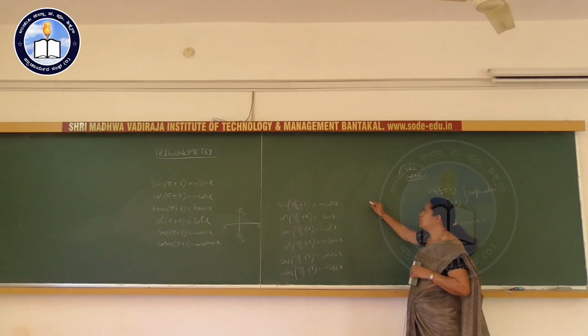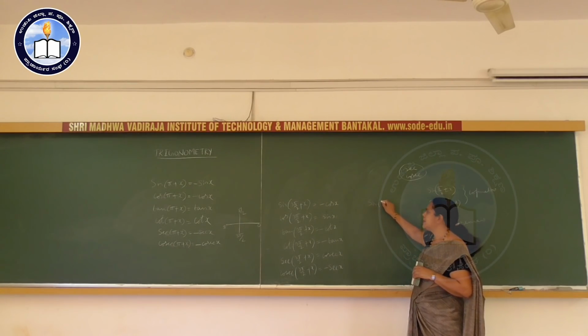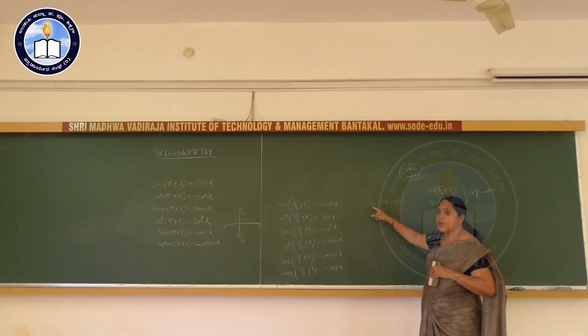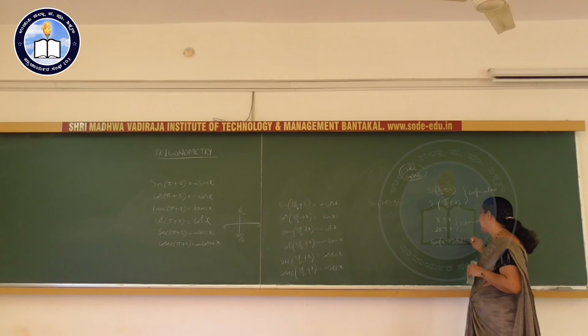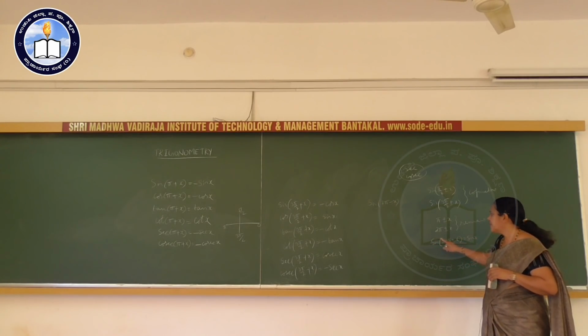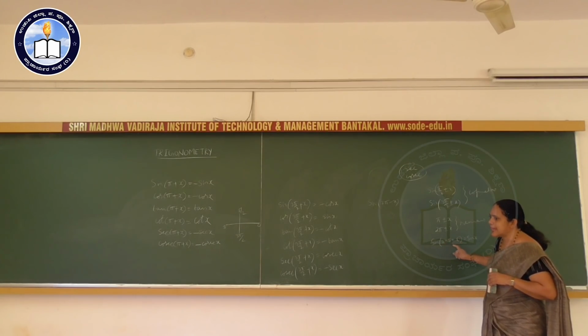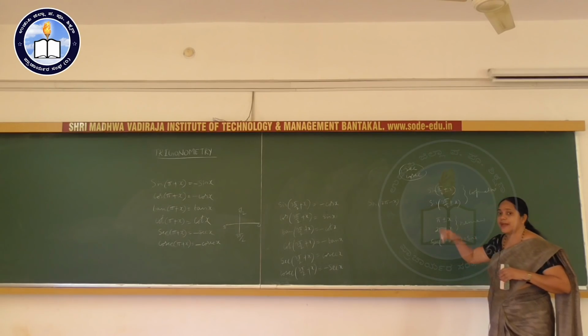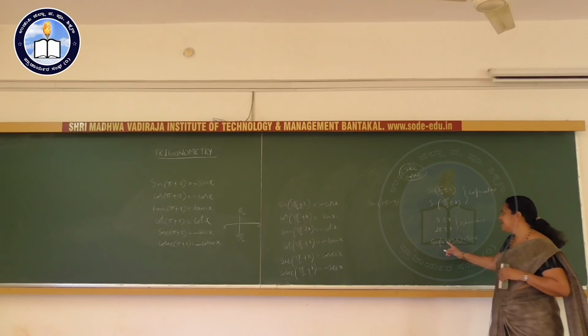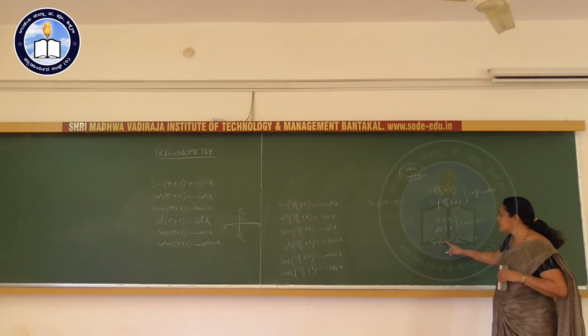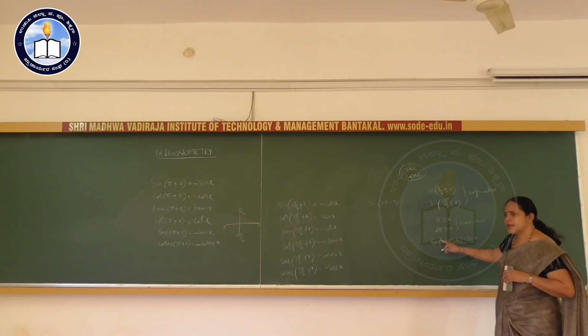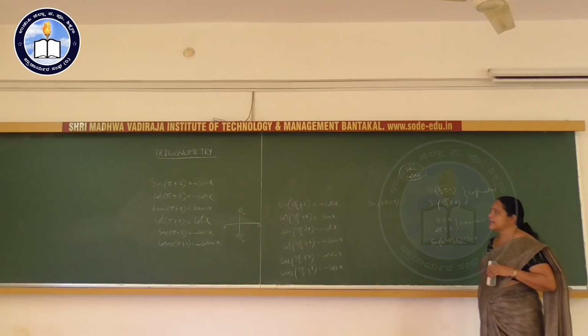Now the allied angles of 2 pi plus or minus x. We all know that the trigonometric functions of x and 2n pi plus x are the same. We studied this in the last class: any trigonometric function of x and 2n pi plus x remains the same.